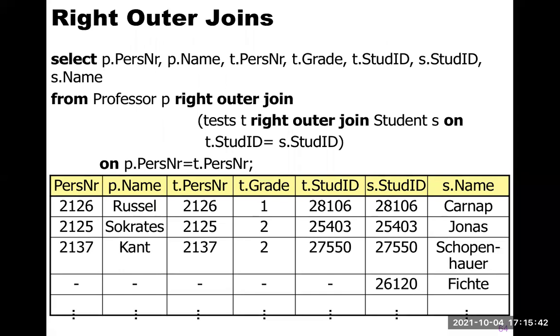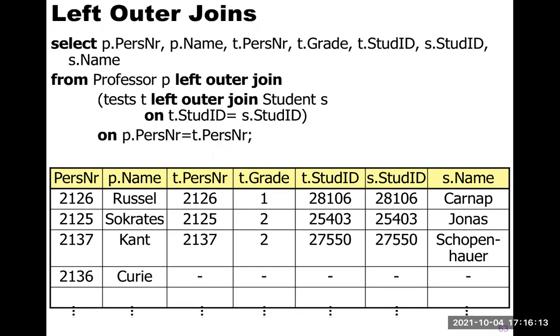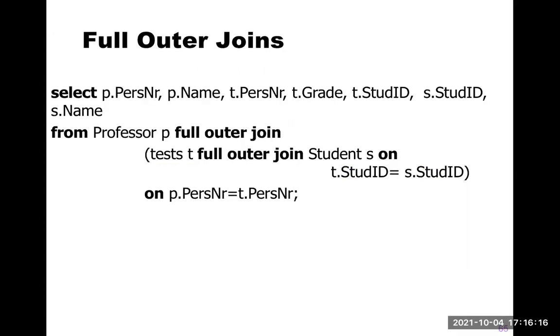Nulls here. Right outer join. Professor right outer join test. So every student should be present in the result. If a student has some tests, then we have test results and professor and so on. But if not, then the student will be here, and Fichte has no tests. So the record is here and filled with nulls. That's just how left outer join and right outer join work.